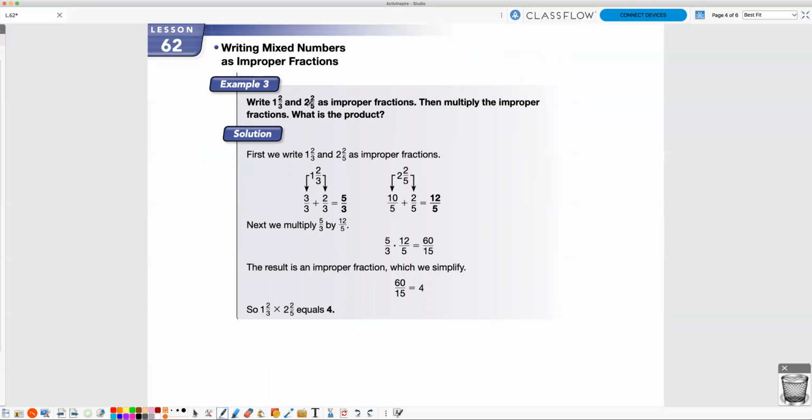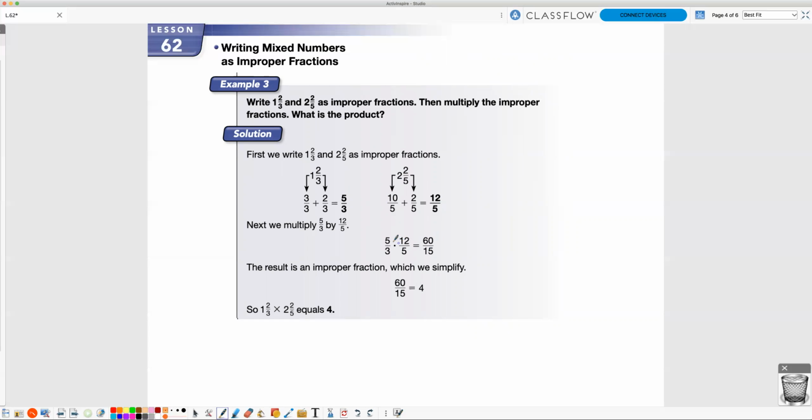Example 3, write 1 and 2/3 and 2 and 2/5 as improper fractions, then multiply the improper fractions. What is the product? If you have 1 and 2/3, that's the same as 3 times 1 is 3, plus 2 makes 5/3. If you have 2 and 2/5, that's 5 times 2 is 10, plus 2 makes 12. So you have 5/3 and 12/5. And you simply multiply those straight across. You could get 60 over 15 if you want to do it that way.